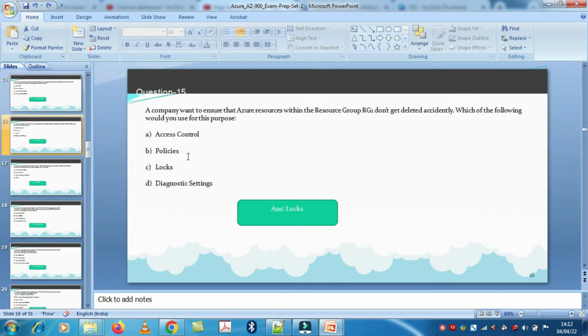So question number 15. A company wants to ensure the Azure resources within the resource group, RG1, don't get deleted accidentally. Which of the following would you use for this purpose? See, if you read the definition of locks, locks are something you implement on a resource group, and locks can be implemented only on a resource group, okay, not on the Azure resources. So for that, which one would you prefer? That is your locks. If you read the definition of locks, you will get this answer. Okay, moving to the next question, guys.